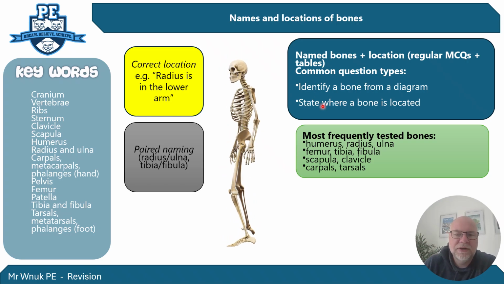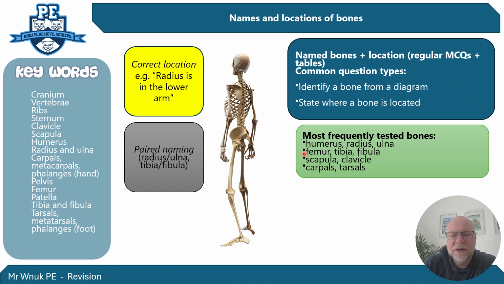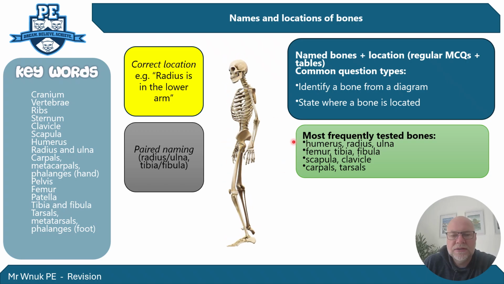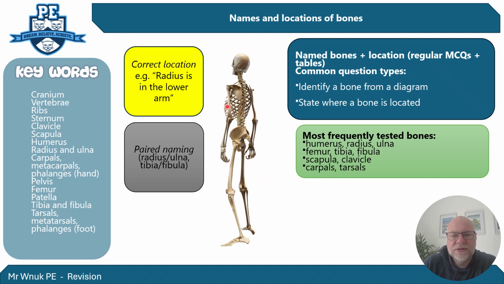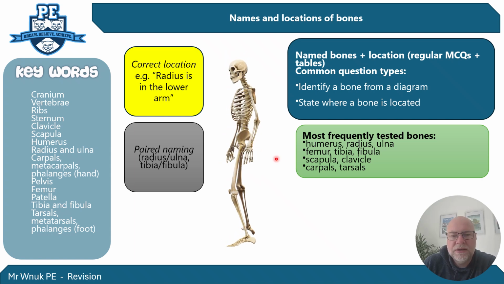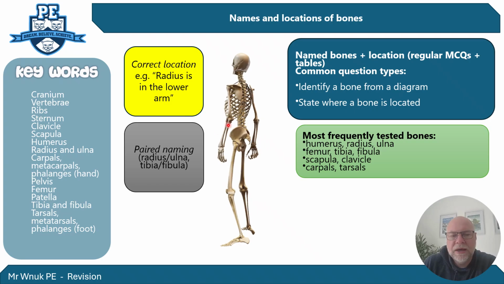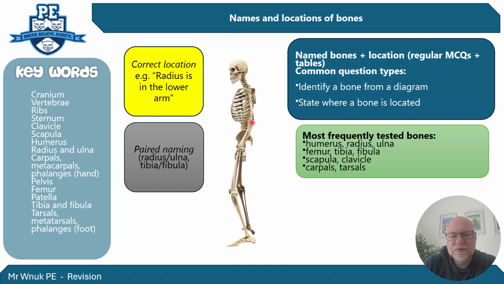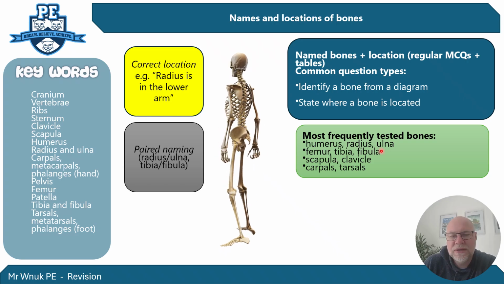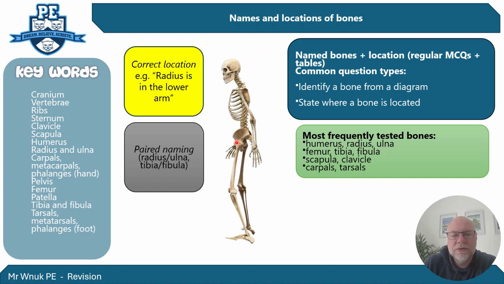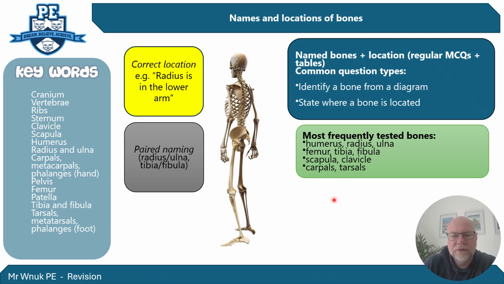Now the most commonly tested bones are here, and this is probably the main ones you would need to focus on. So the humerus is the upper arm here. The radius and ulna are the two bones in the lower arm, and when you're trying to remember the difference between them, the ulna goes to the little finger, so try and remember the L in ulna goes to the little finger, whereas the radius goes to the thumb. It's the bigger bone going to the thumb.